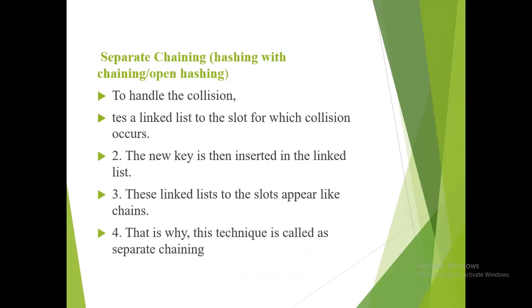First, separate chaining, hashing with chaining, open hashing. To handle the collision, take a linked list for the slot for which the collision occurs. Then the new key is inserted in the linked list. This linked list for the slot is the chain. That is why the technique is called separate chaining.